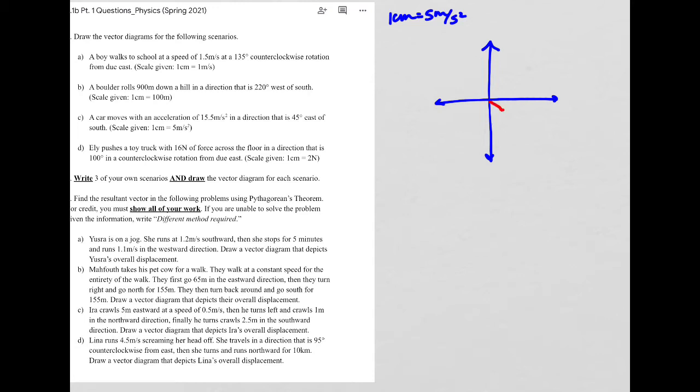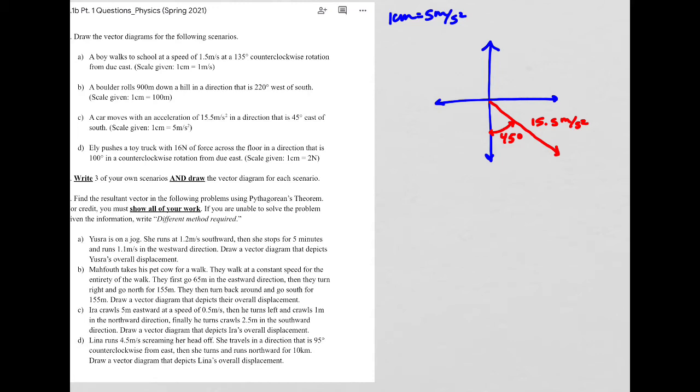And how many, well, let me see, what is it? 15.5. So it's going to be about 3 1/4, yeah, about that long. So this is 15.5 meters per second squared. The angle I'm working with is 45 degrees. And there we go. That's everything for that one.